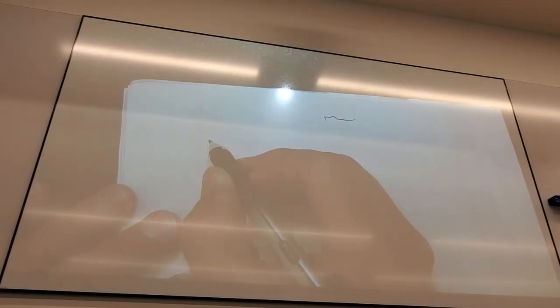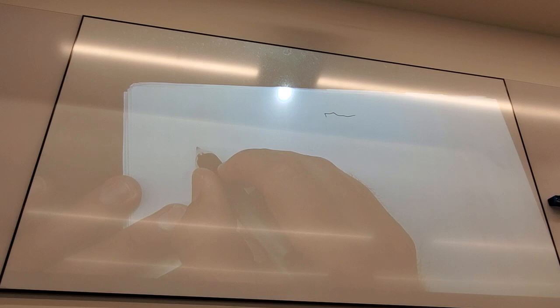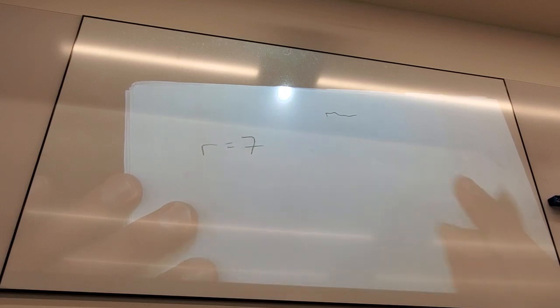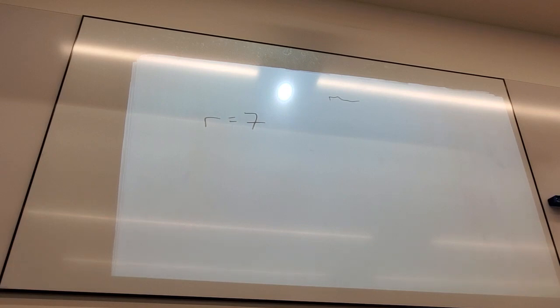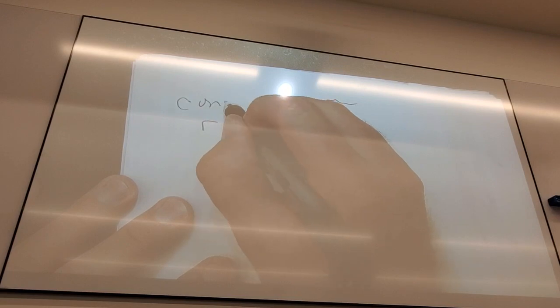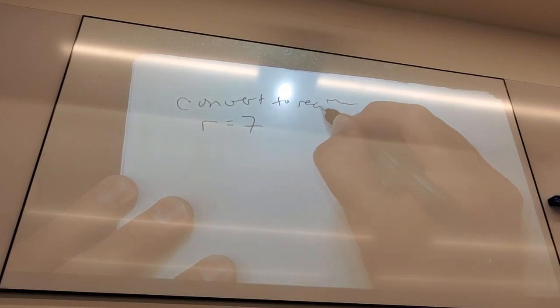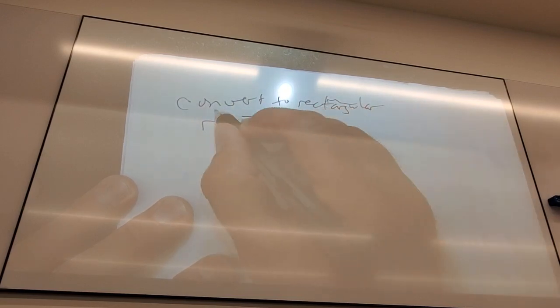Yeah. Okay. So let's see, what if I had, yeah, let's do this. Here's a good one. R equals 7. And I want to convert that to rectangular. Right? All rectangular means is x and y.